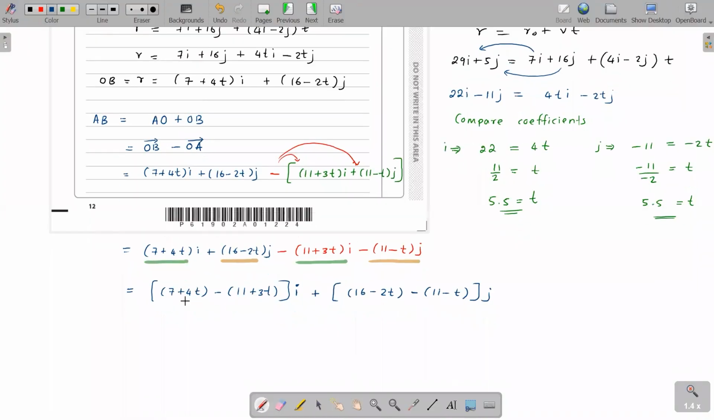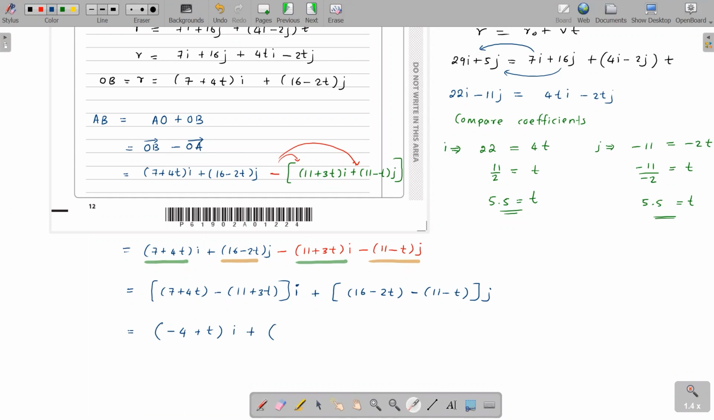So when we simplify, what do we get here? 7 minus 11. Can you all get me the simplified version here? Open it: 7 plus 4t minus 11 minus 3t. How much is it? 7 minus 11 is minus 4, plus 4t minus 3t is plus 1t. Agreed? The other one?